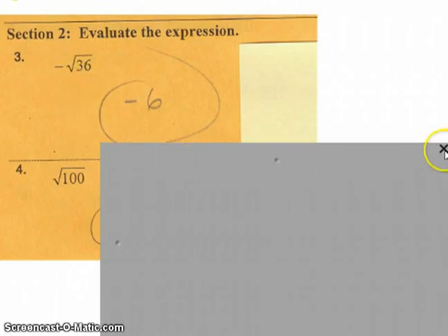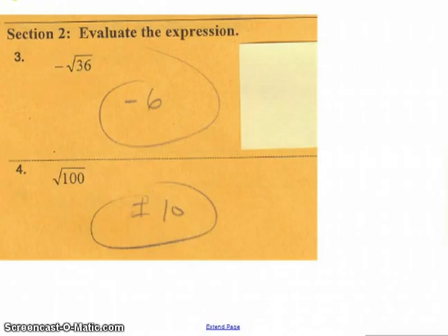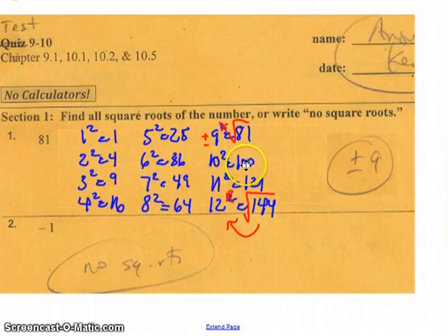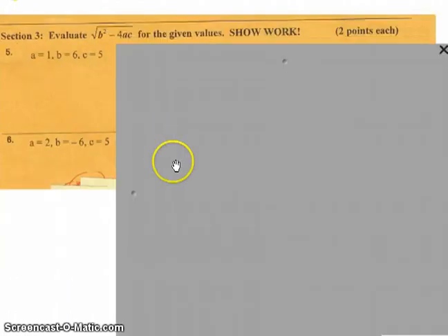Square root of 100 is plus or minus 10. That goes right back to the previous slide. I'm going to go back there. And there we have 100 matches up with 10 squared. Moving on to question 5.